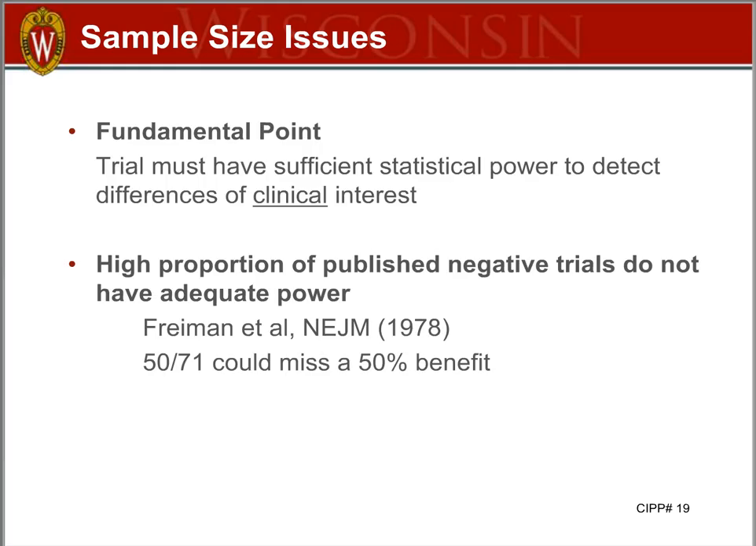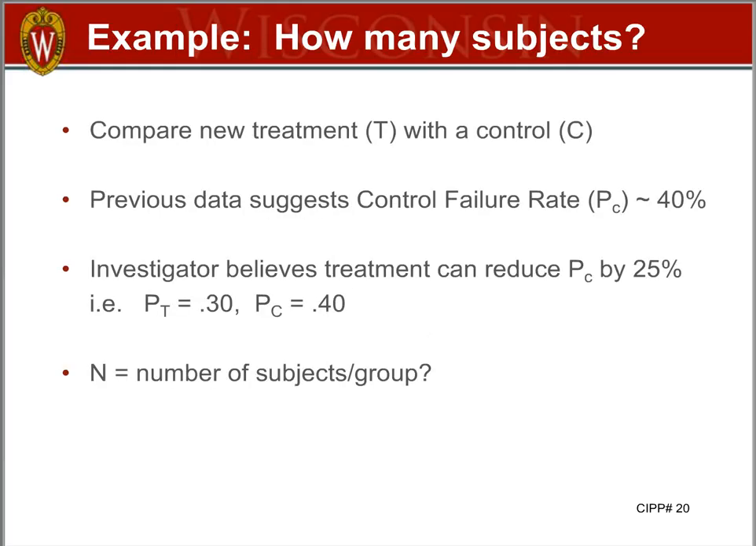How do we do that? Well, an example might be illustrative and instructive. Suppose you have a new treatment labeled capital T with a control study arm labeled C. Previous results suggest that the failure rate in the control group is about 40%. That is, the failure rate P sub C is about 40%. And we believe our new therapy can improve upon that, reducing the failure rate by 25%, from a 40% rate of failure to a 30% rate of failure, i.e. a reduction of 25%. The question is, how many subjects do I need in my study, in each arm?